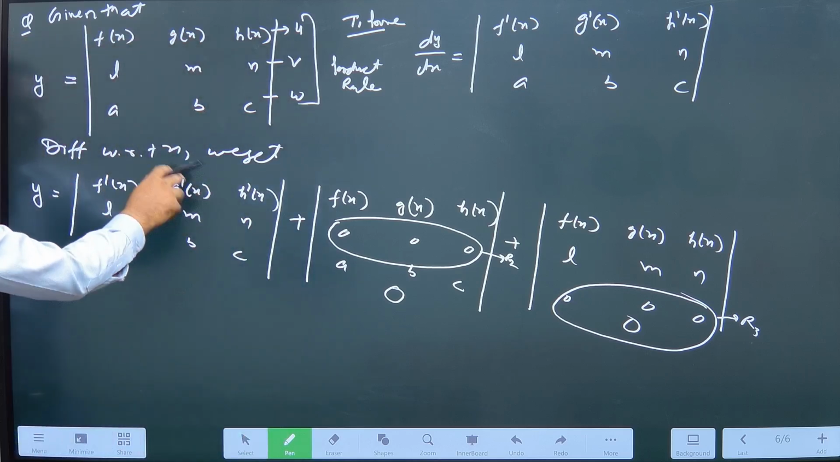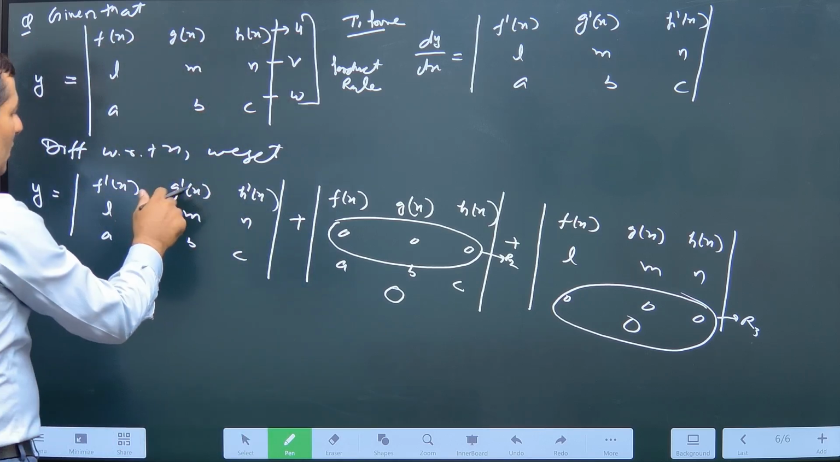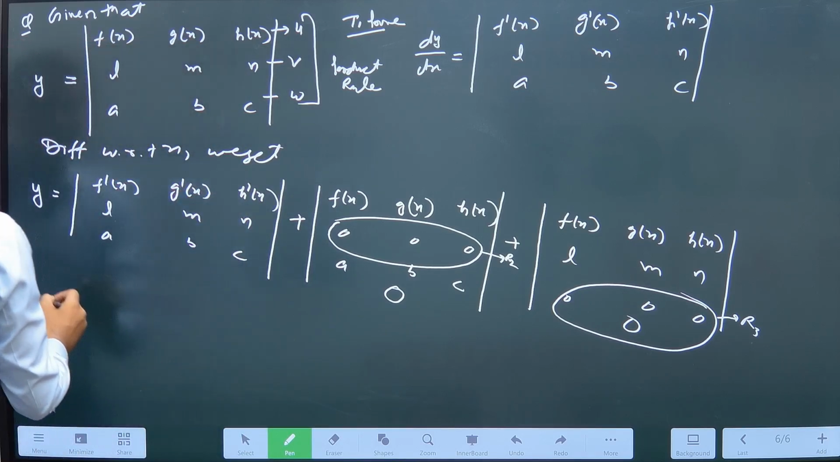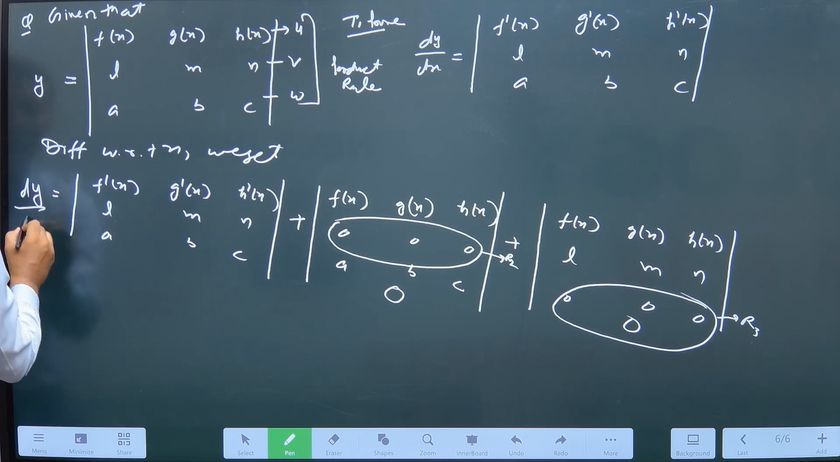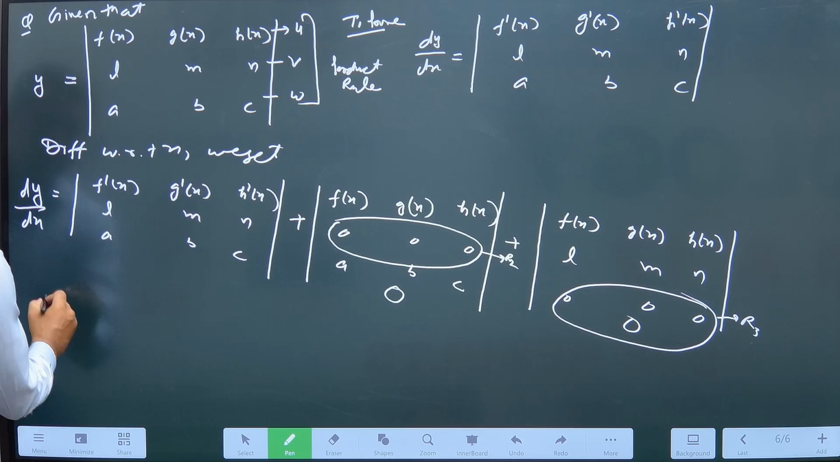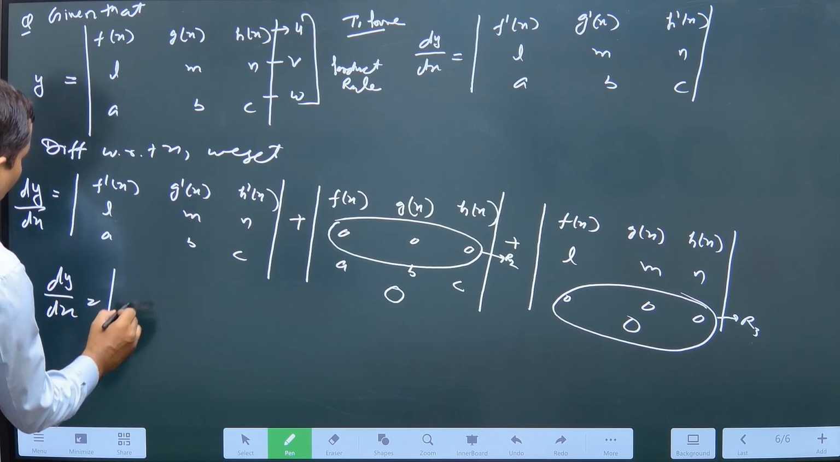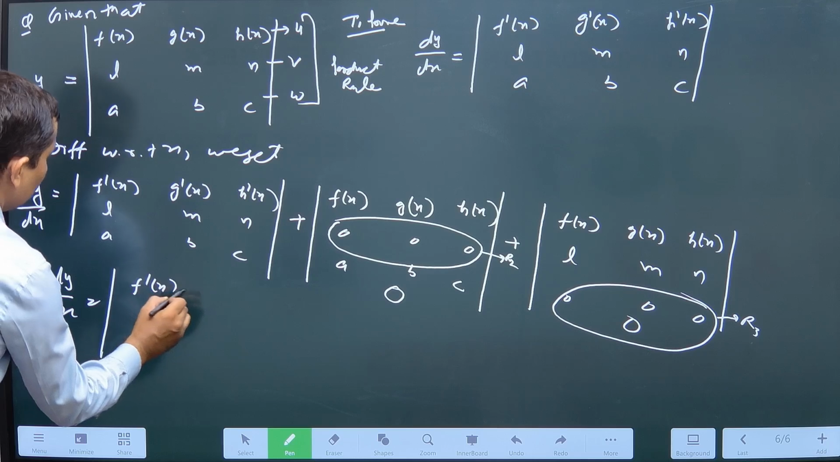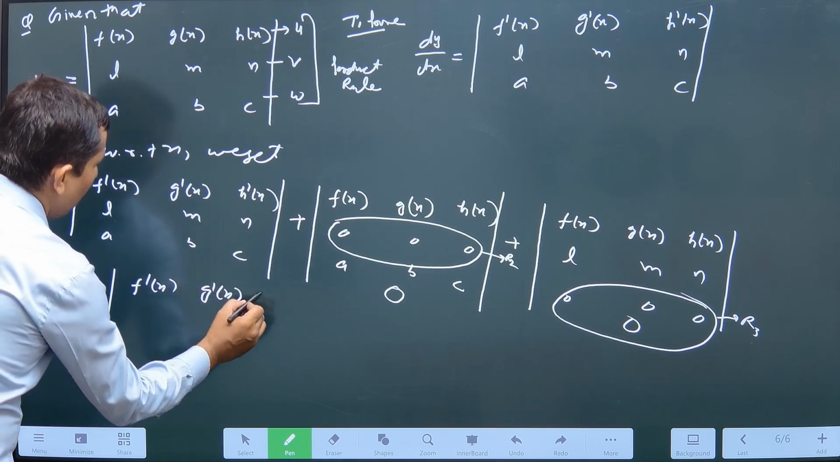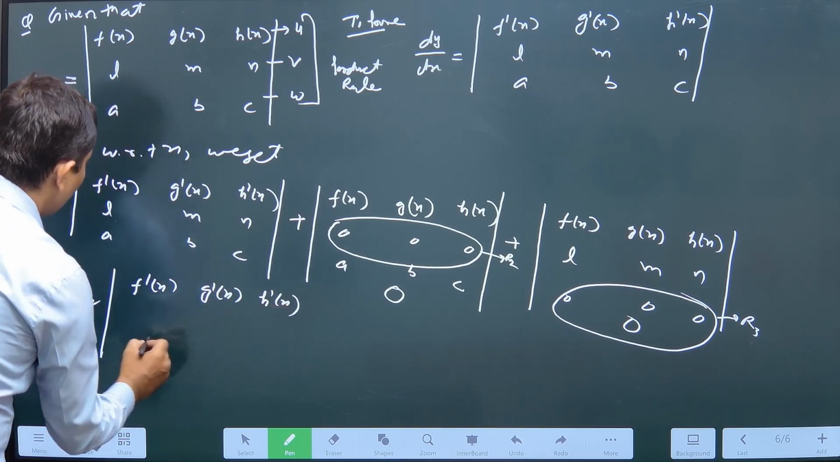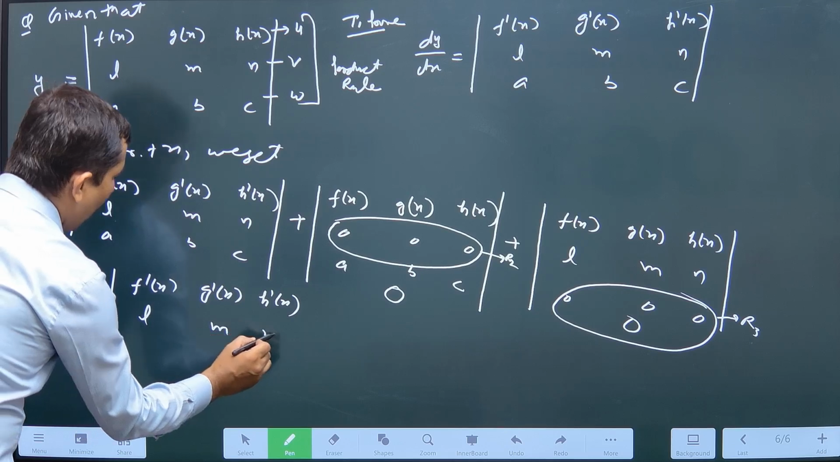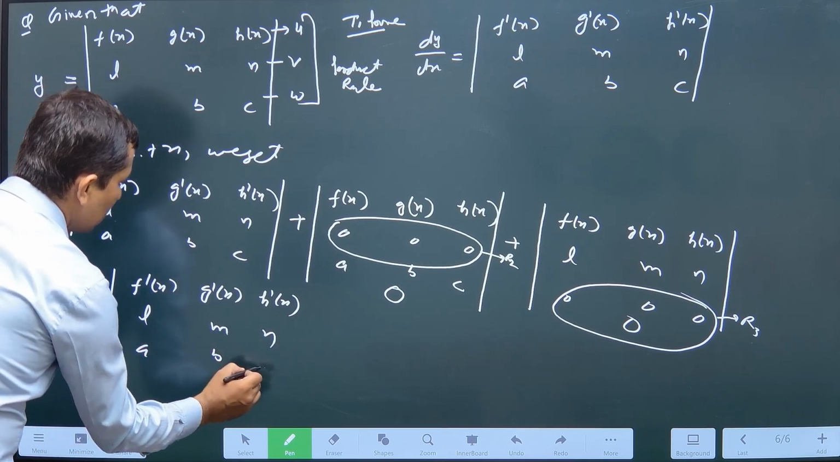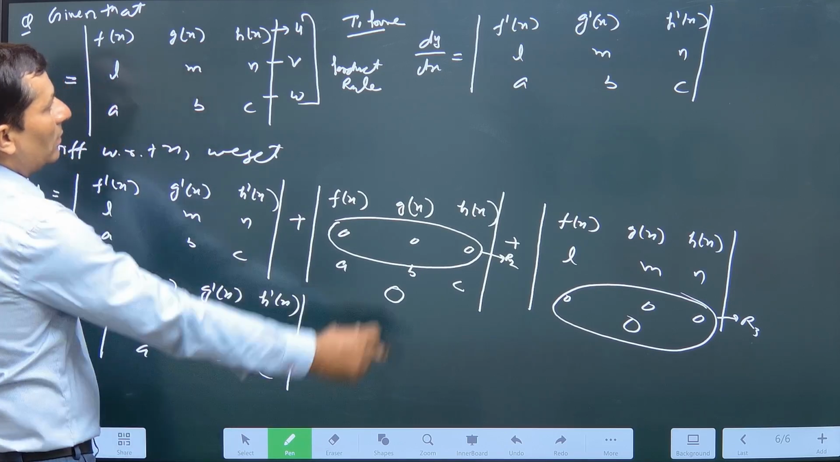But this result is the same here. So your dy upon dx is equal to the determinant f dash x, g dash x, h dash x, then L, M, N, A, B, C, and so.